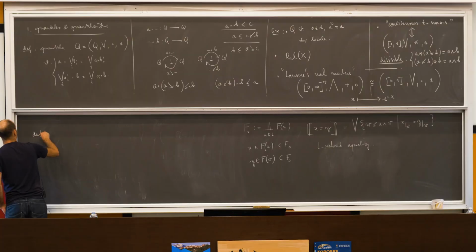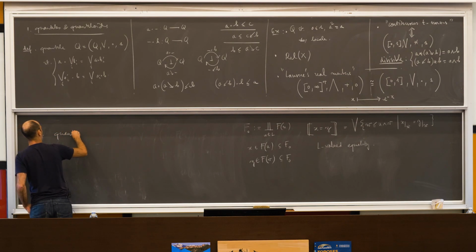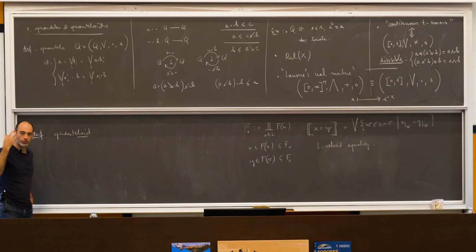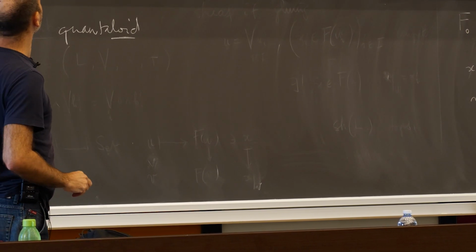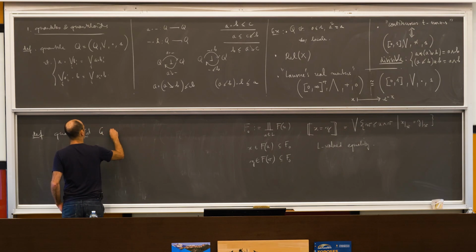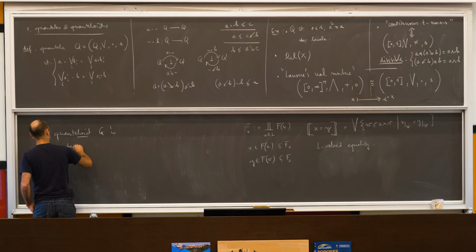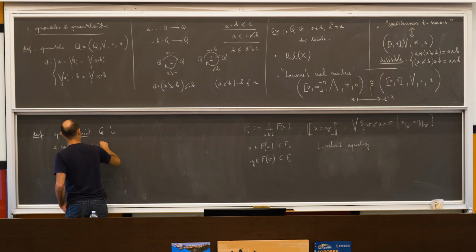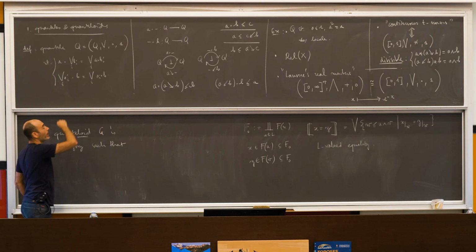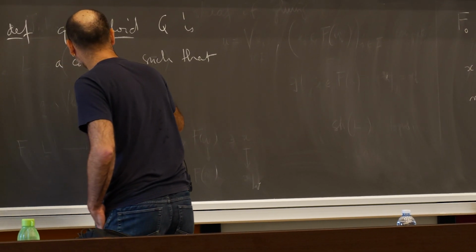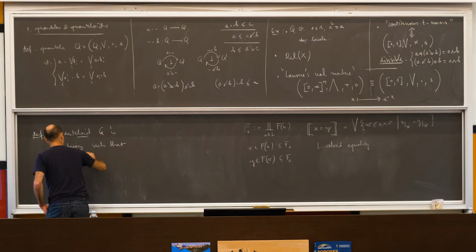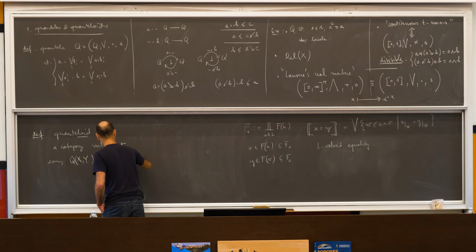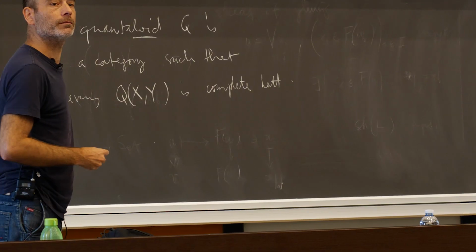So, second definition: Quantaloid. Use your groupoid intuition, or monoid category intuition if you wish. A Quantaloid Q is a category such that every Hom is a complete lattice. And I'll take the joins again as primitive.